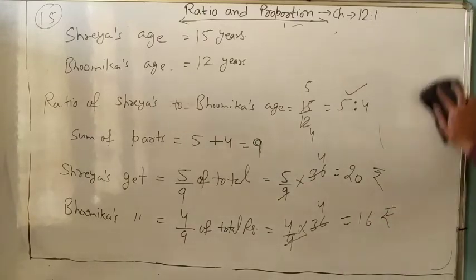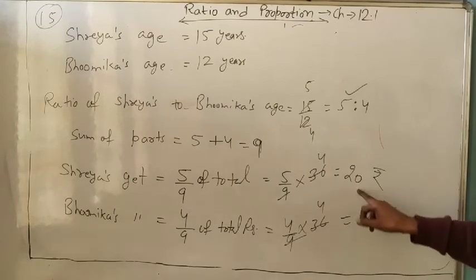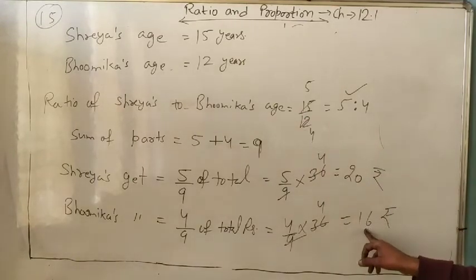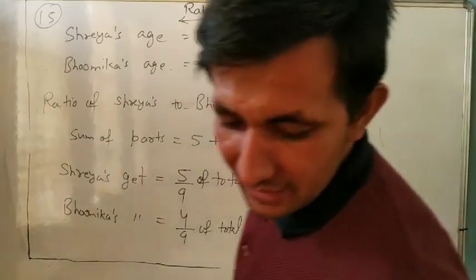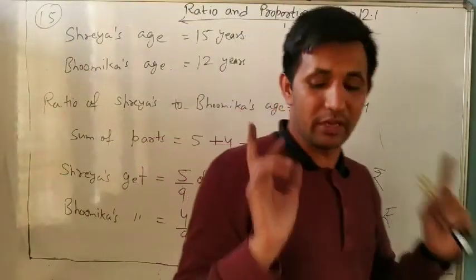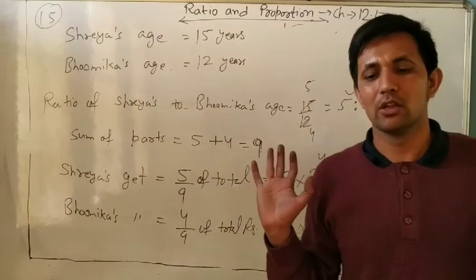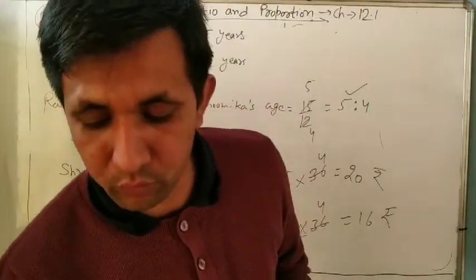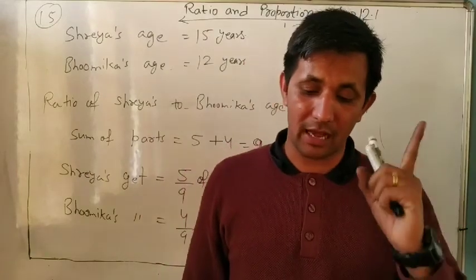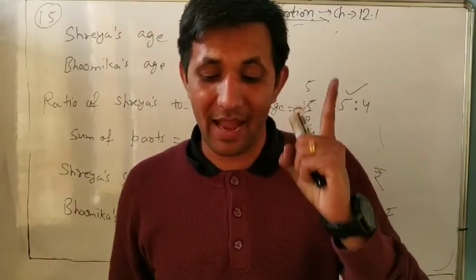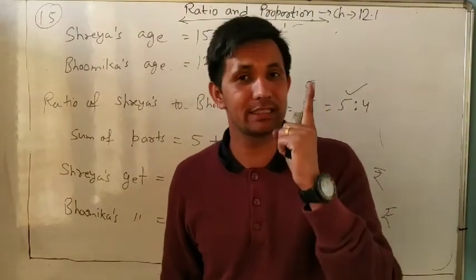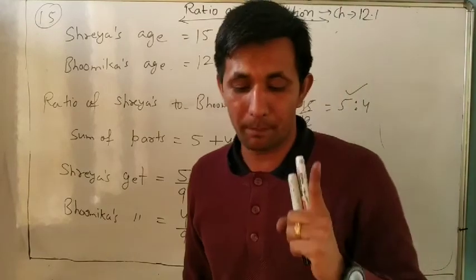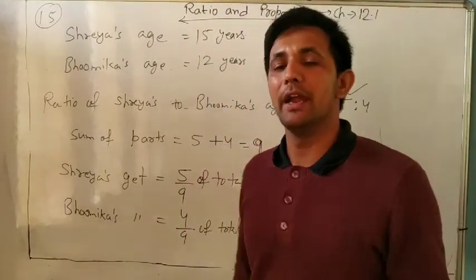Understand it? Because the total rupees given is 36, and 20 plus 16 is 36. So it is your answer. Understand it? Same as it is question number 16. Do it yourself. So questions 14, 15, 16 are very important. And also listen, example number 7 you will also write in your notebook. Very important. Example number 7, on page number 250.